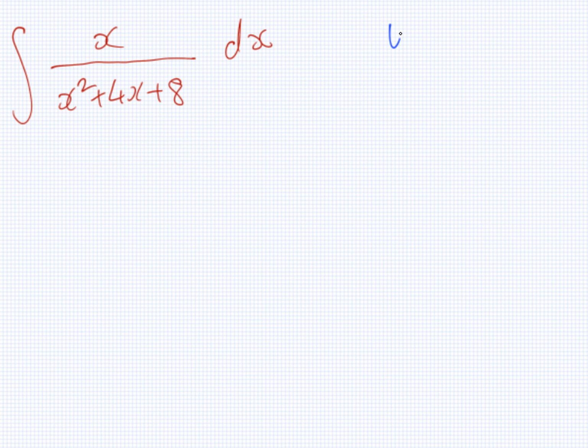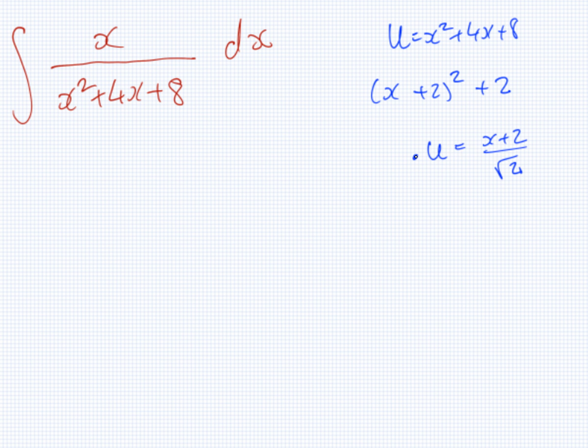I could try to make u equal to x squared plus 4x plus 8, but that might fail. I could complete the square here and write x plus 2 squared plus 4. And then I could say u equals x plus 2 over 2. Could try that. Now let's just think about what will happen.